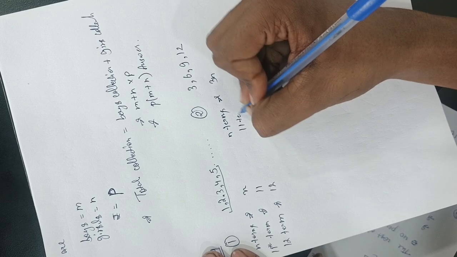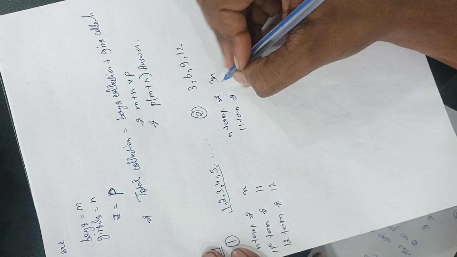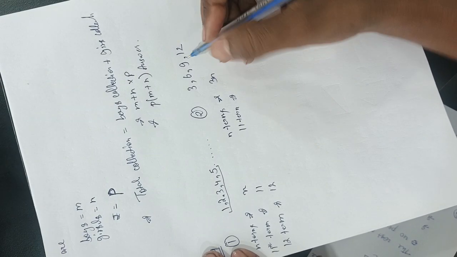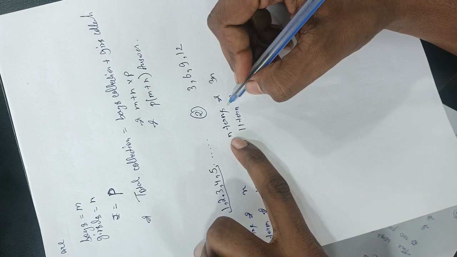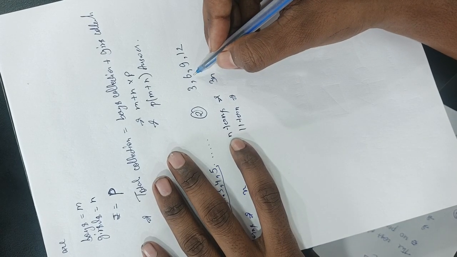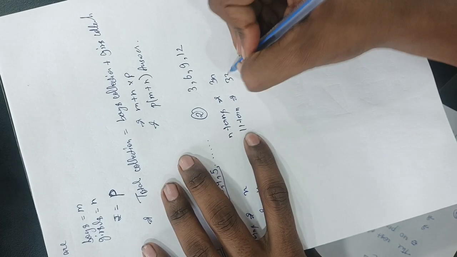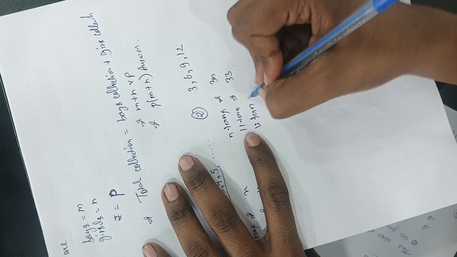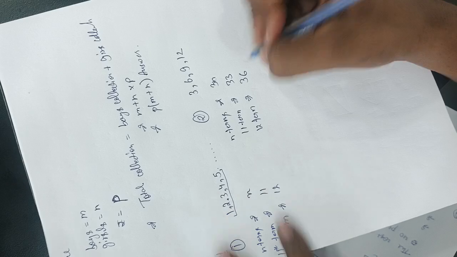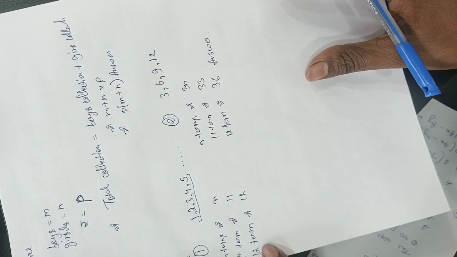And for the 11th term, you have to put the value 11 for n. 11 threes are 33. And the 12th term, putting 12 for n, 12 threes are 36. This will be your answer. Okay, now question number four is also done.